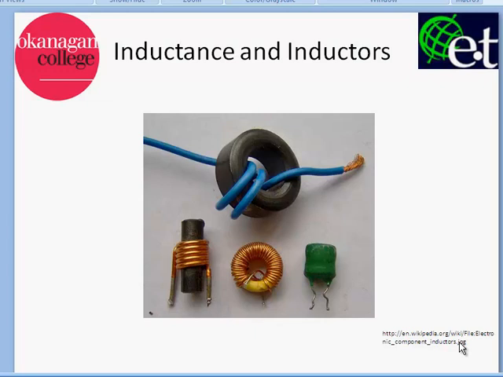Now, as we know, when an electric current passes through a coil of wire, there's a magnetic field that's induced around that coil of wire. And we also know if the magnitude of the current changes over time, so will the strength of the magnetic field. And it just makes sense. If you have a stronger current, stronger magnetic field, weaker current, weaker magnetic field.